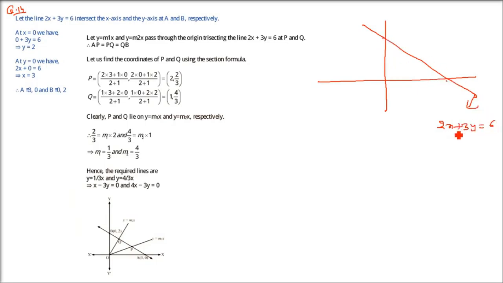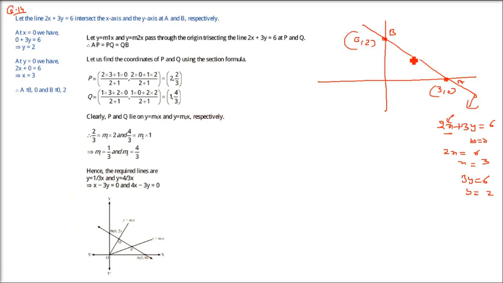Now this line intersects at 2 points. What will be the points? These 2 points, put y equals 0, you'll get the x coordinate. 2x equals 6, x equals 3. So you have 3, 0. This is your x coordinate. Coming to the y coordinate, put x equals 0. So at B point, put x equals 0, you get 3y equals 6, y will be 2. So this will be 0, 2. So now you got the 2 points.